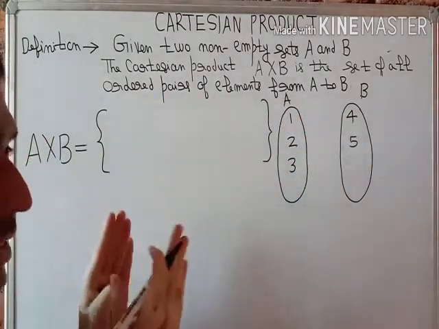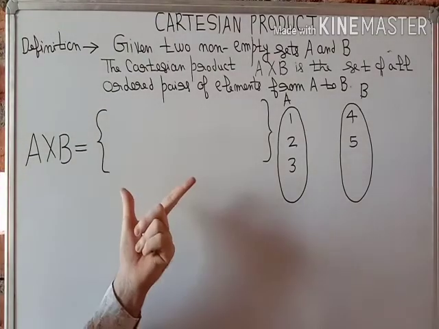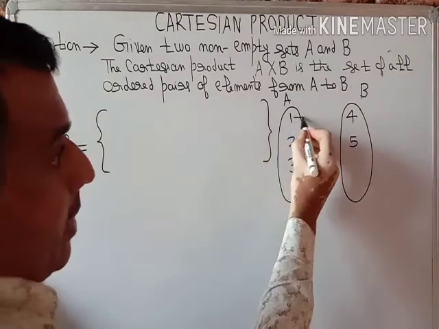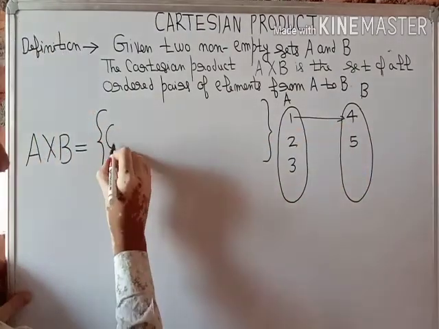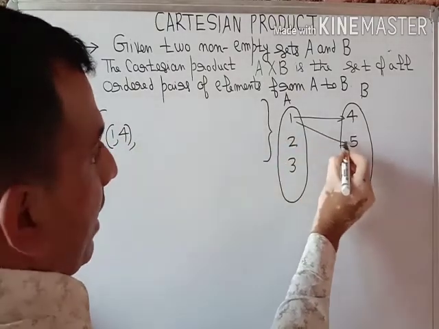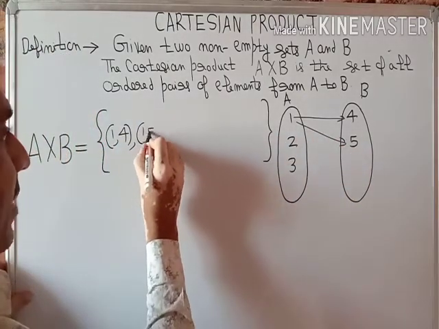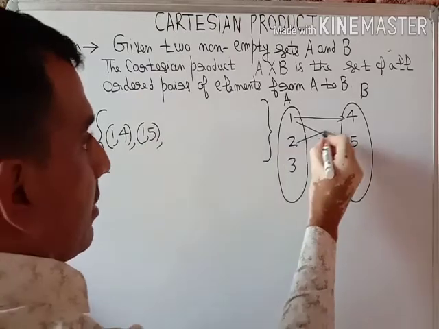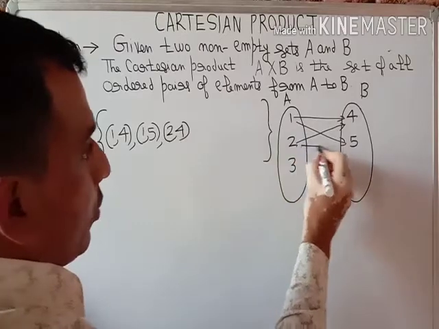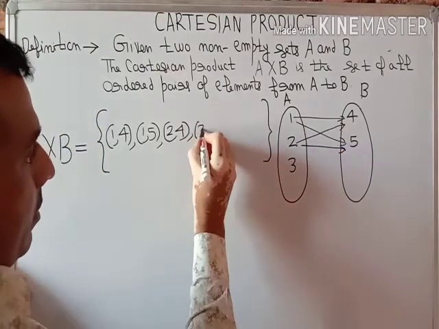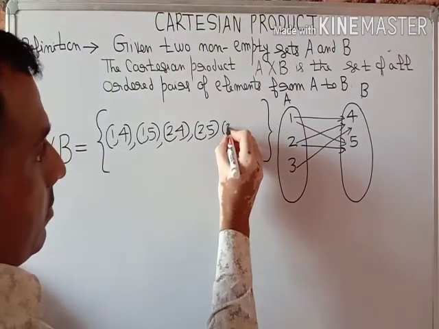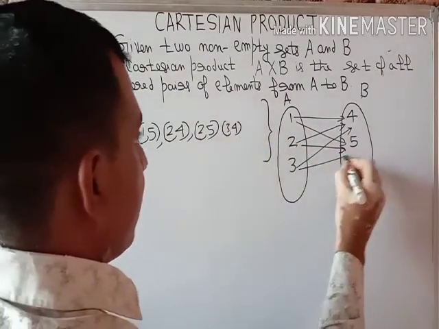इस सेट में सारे के सारे पॉसिबल ऑर्डर पेयर्स लिखे जाएंगे सेट ए से बी तक. You see, 1 to 4, first ordered pair you write in this Cartesian product, फिर 1 with 5, and third is 2 with 4, and 2 with 5, and 3 with 4, and 3 with 5.